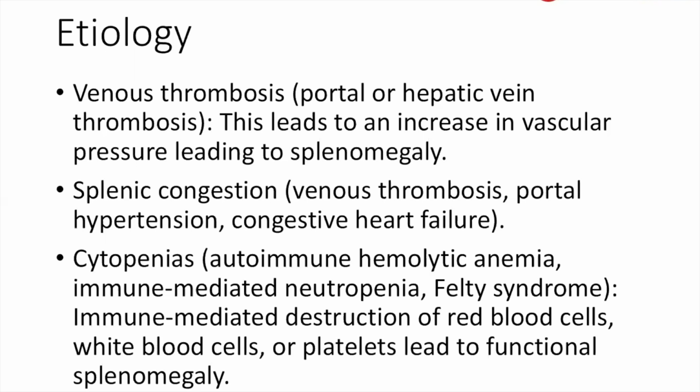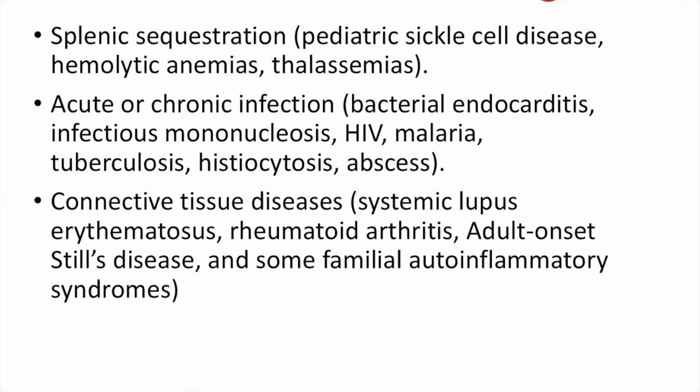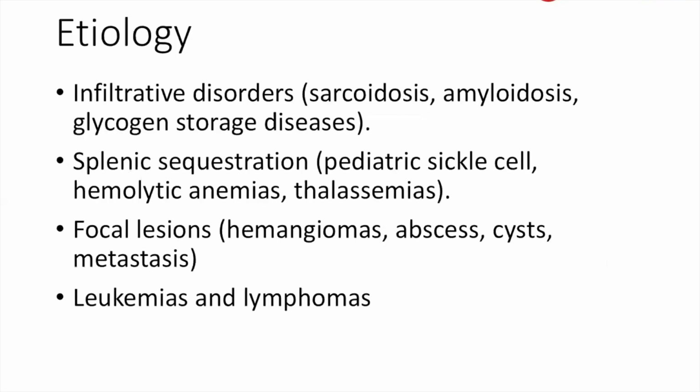Splenic congestion in congestive heart failure, again in portal hypertension, and cytopenias such as Felty syndrome, which is nothing but a triad of autoimmune rheumatoid arthritis, splenomegaly and neutropenia. In such cases, splenomegaly can be present. Sickle cell, hemolytic anemia, thalassemia, chronic infections, malaria, tuberculosis, infectious mononucleosis, and connective tissue disorders like SLE, rheumatoid arthritis, and adult-onset Still disease are all associated with splenomegaly.